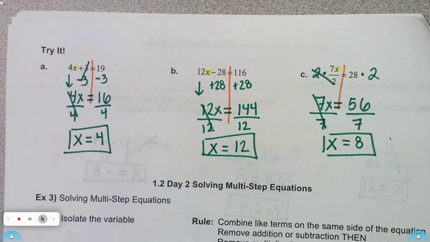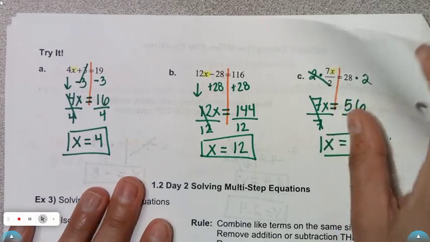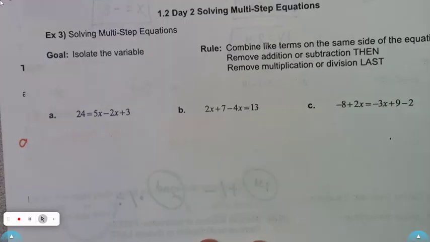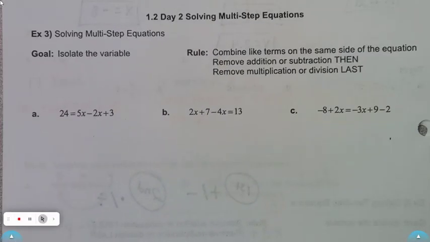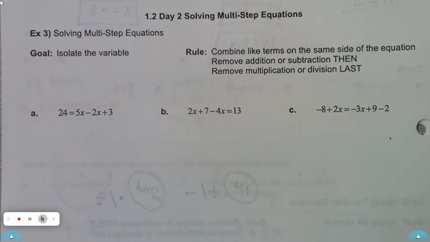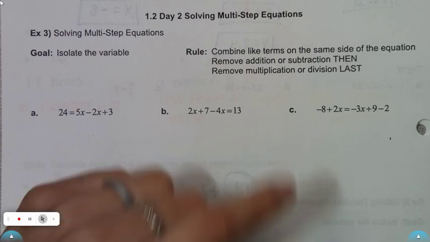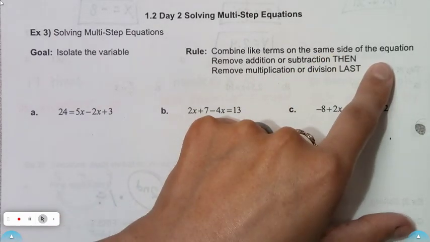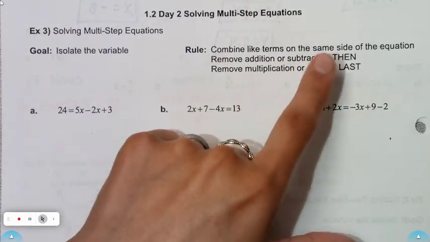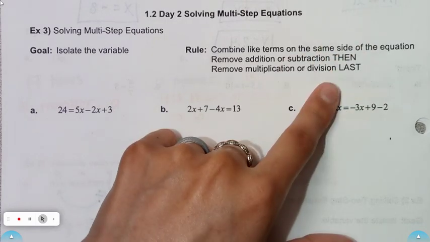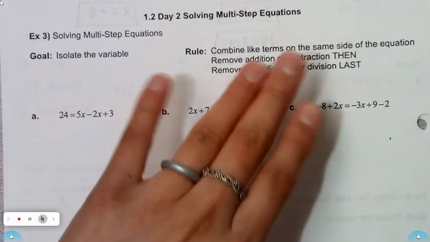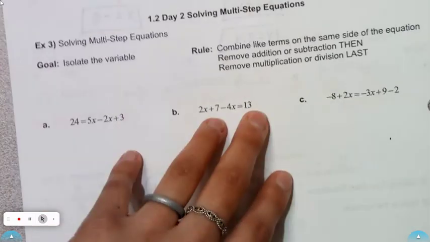All right, now we're going to move on to multi-step equations. So let's talk about these 6 at the bottom. All right, when you're doing multi-step equations, you need to be careful and make sure that you combine like terms on the same side first. Then you remove addition or subtraction, and then last you do multiplication or division. These problems get tricky fast, so just make sure you stay organized.